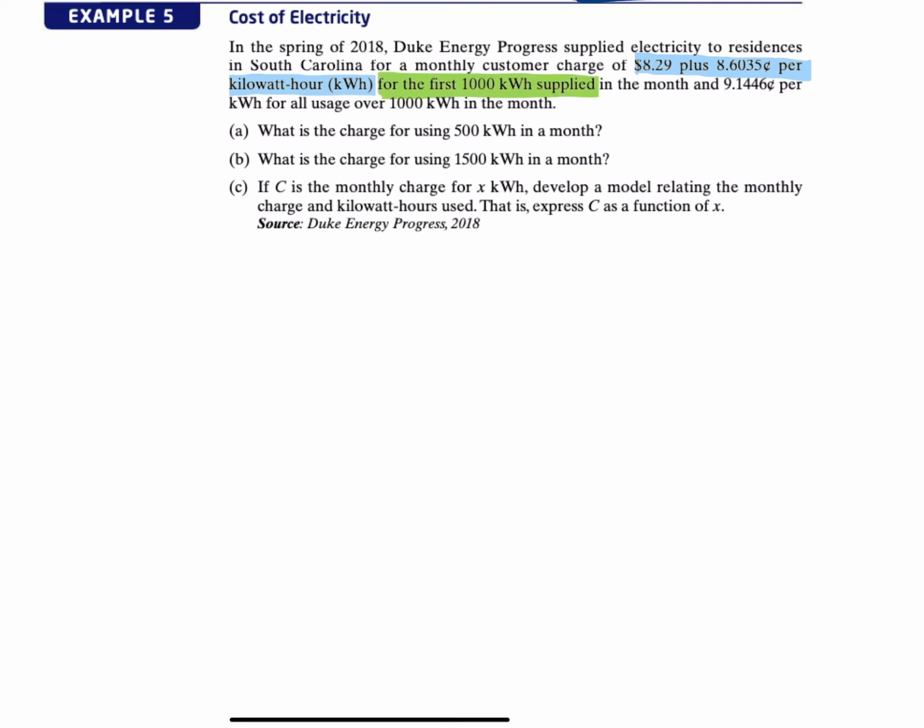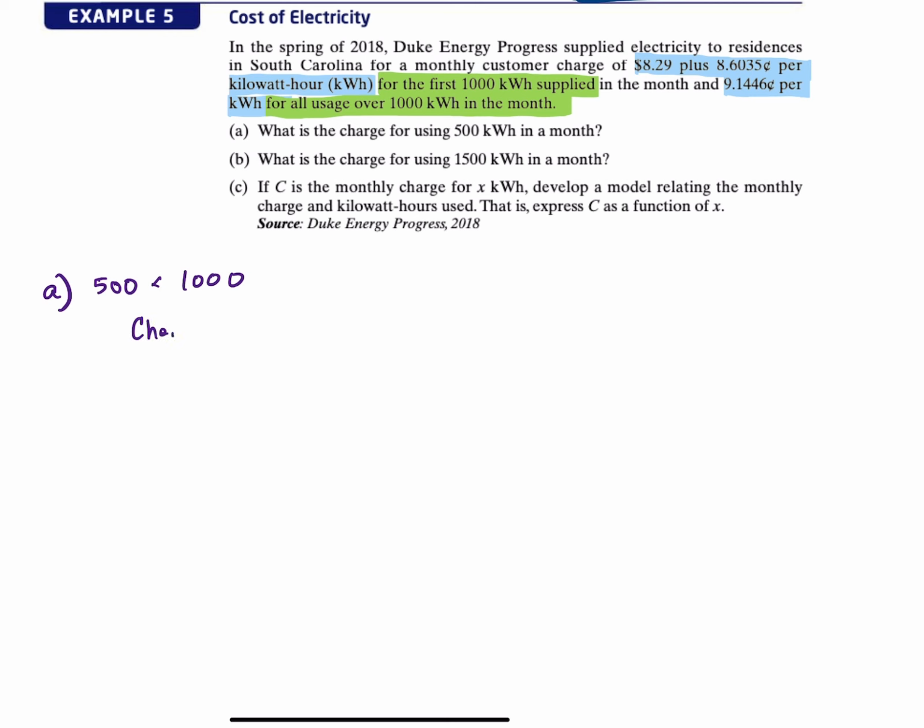So think of that as our first condition. And then it changes behavior, and then it's just 9.1446 cents per kilowatt hour for all usage over 1,000 kilowatt hours. So you can already see there's two conditions, and then the price behavior will change. So first it has us find a couple values. It asks us, what is the charge for using 500 kilowatt hours in a month? Well, it definitely falls within the first 1,000, so it's only going to hit that first condition. We can say 500 is less than 1,000 to continue this kind of method.